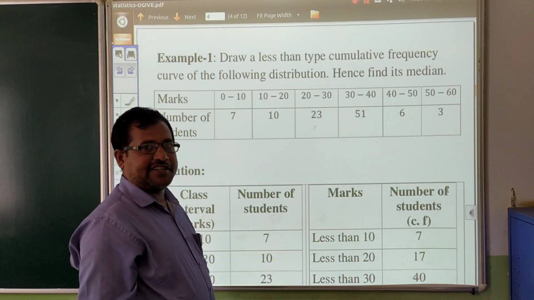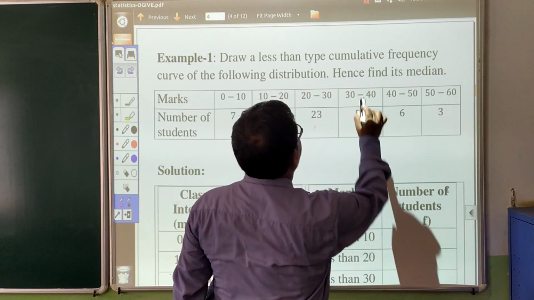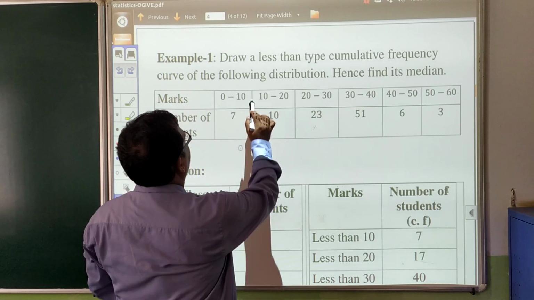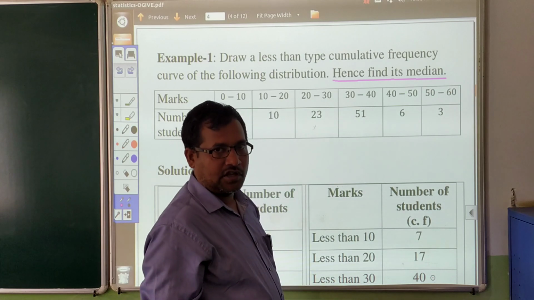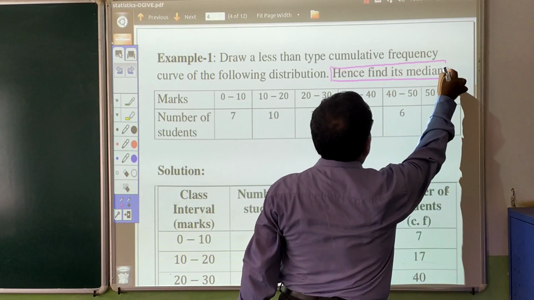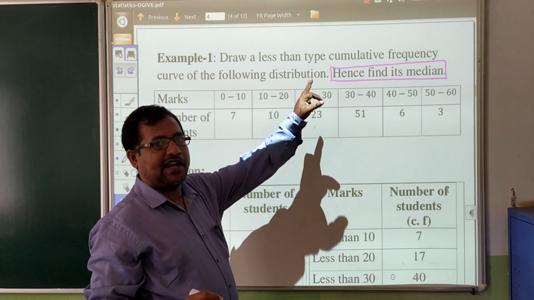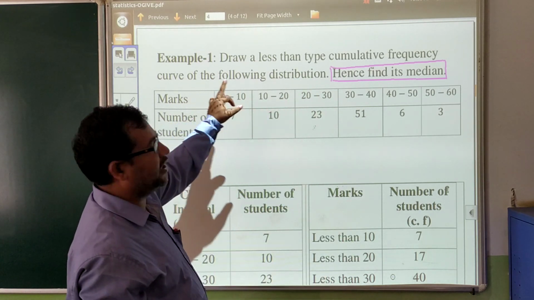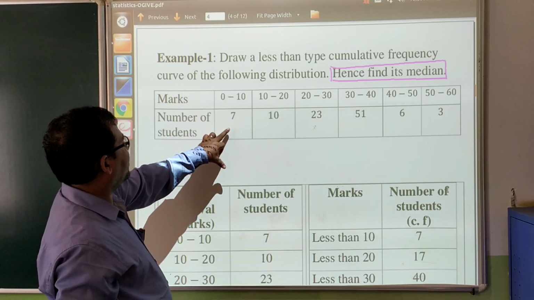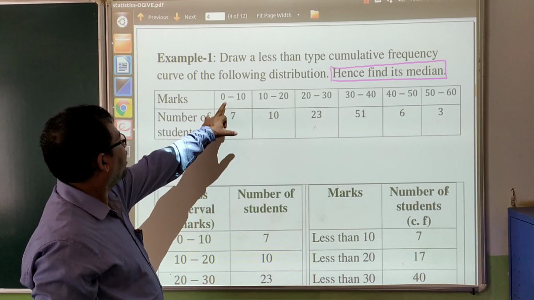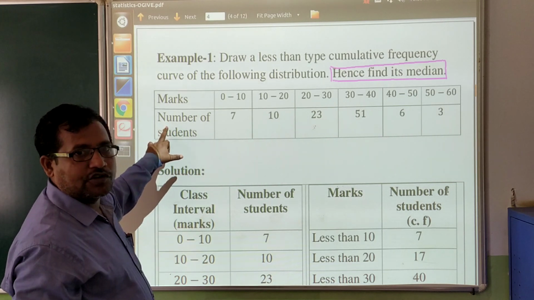Now I will discuss it by an example. Example 1. Draw a less than type cumulative frequency curve of the following distribution, hence find its median. This part we will discuss later. First, now I am discussing how to draw a less than type cumulative frequency curve or OGIVE. Look at the question. Classes and frequencies are given. Here classes are named as marks and frequency as number of students.